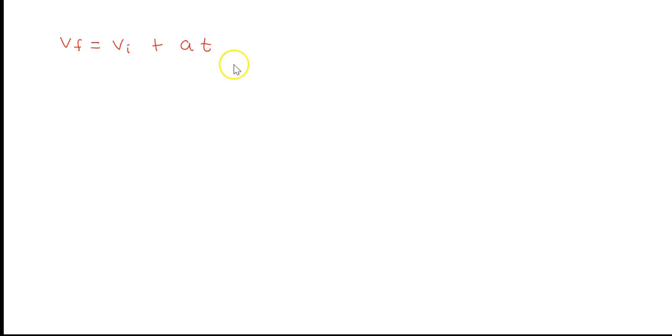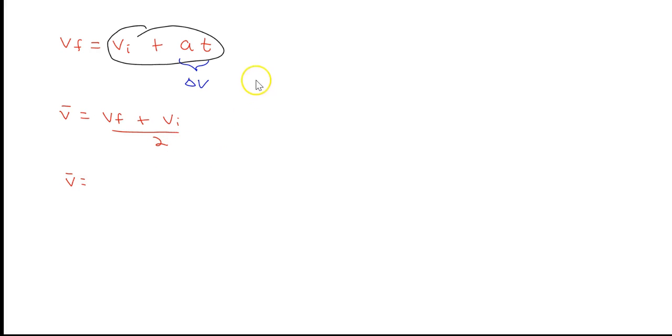Okay, so let's go back to this equation that we found on the other slide. And now I'd like us to recognize that an acceleration times a time is a change in velocity. Then we've got our average velocity equation, which we added them both together and divided by 2. And now what I'm going to do is take this whole expression and plug it in for our final velocity. So recognize this initial velocity plus our change in velocity is the same thing as our final velocity.